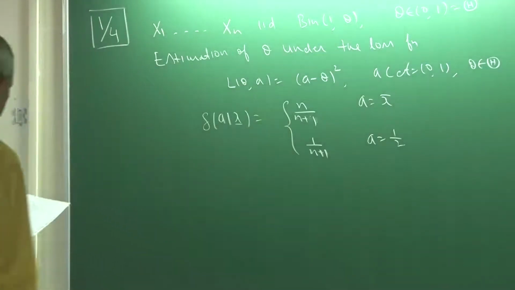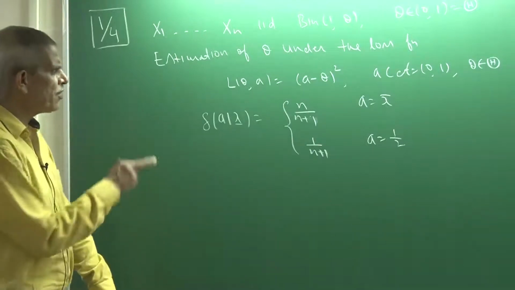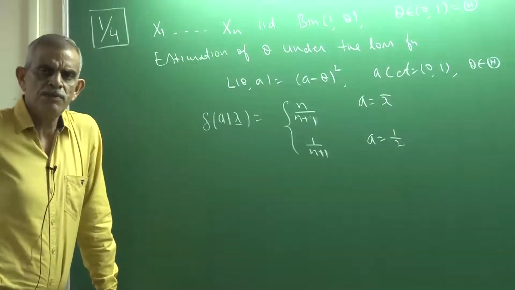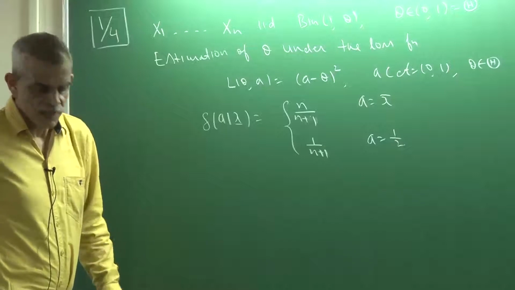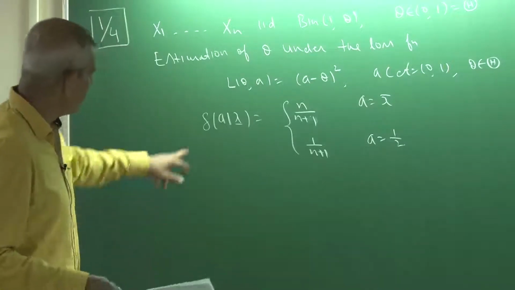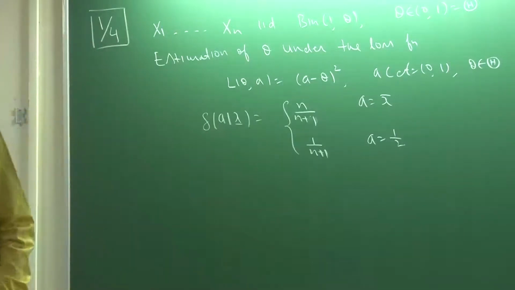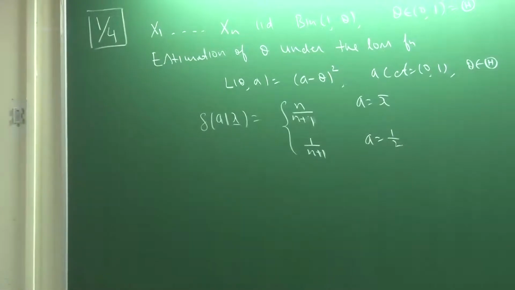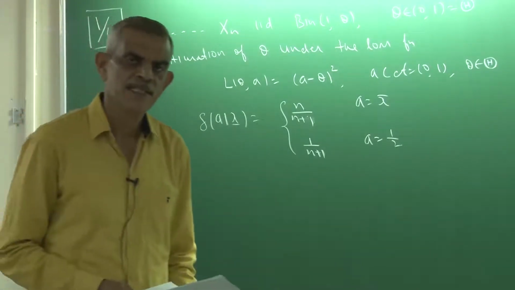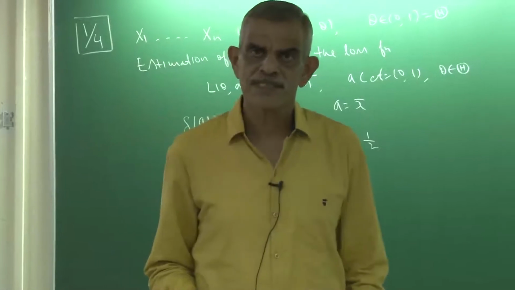It says compare the supremum risk of this estimator with the supremum risk of x bar, and show that the supremum risk of this estimator is smaller than the supremum risk of x bar, which in fact would prove that x bar is not minimax.